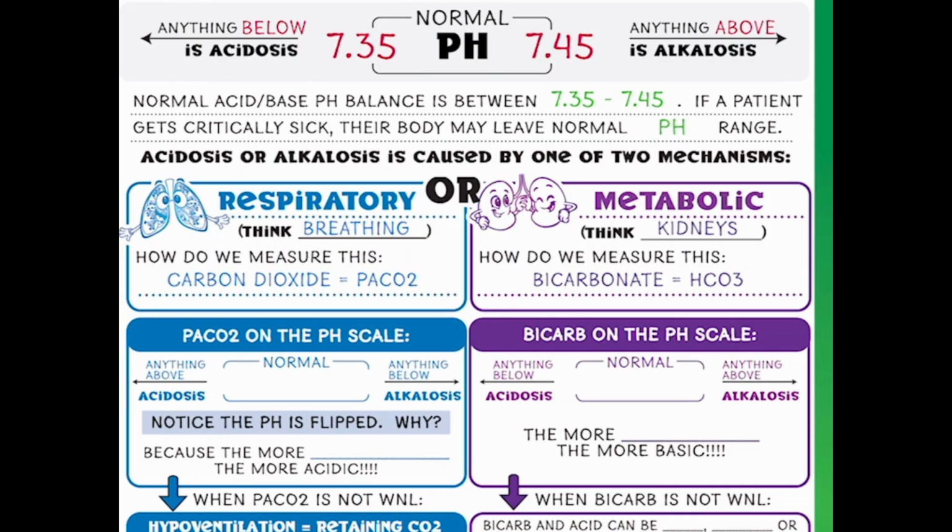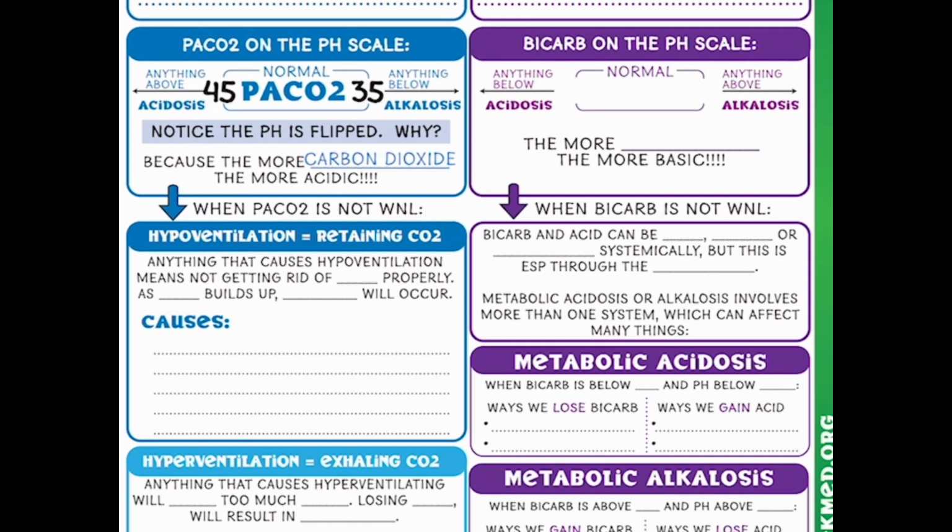So PaCO2 on that pH scale, if we remember, our range is going to be from 35 to 45. So why do I have this flipped here? It's not that clean low number to high number. Well, if we remember, anything above 45 is acidosis, and anything below 35 is going to be alkalosis. So our pH is flipped. Those two numbers are flipped because the more carbon dioxide we have, the more acidic a patient's going to be. And when our PaCO2 is not within normal limits, typically our body's going to respond in one of two ways.